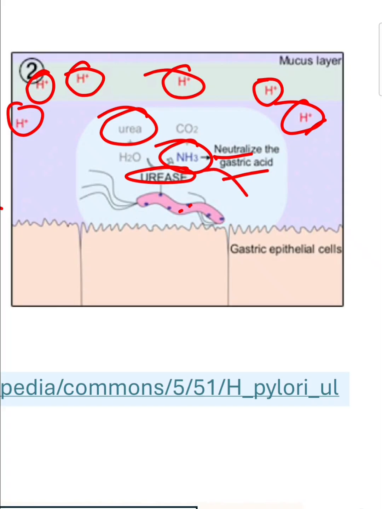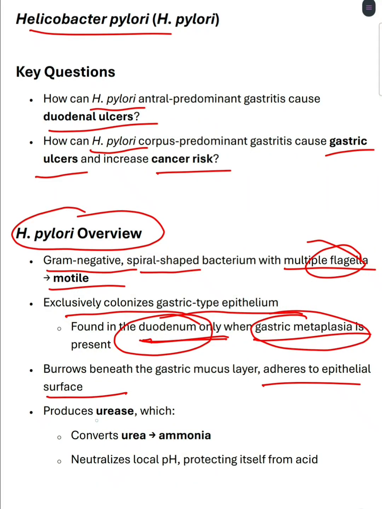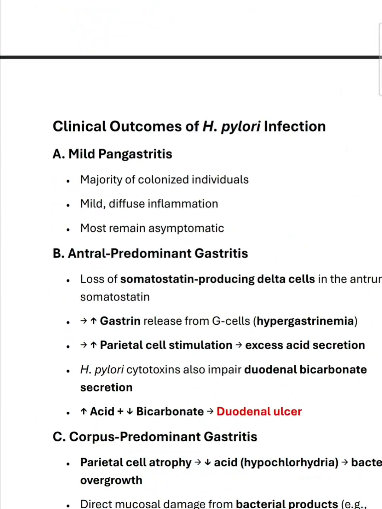And also that ammonia can directly damage these gastric epithelial cells. And in addition to that, because this is a pathogen, the immune cells will be recruited here, and they will also contribute to inflammation in this gastric mucosa. So that is what I have mentioned here: urease production that converts urea to ammonia, which neutralizes pH and thereby protects itself from the acid.